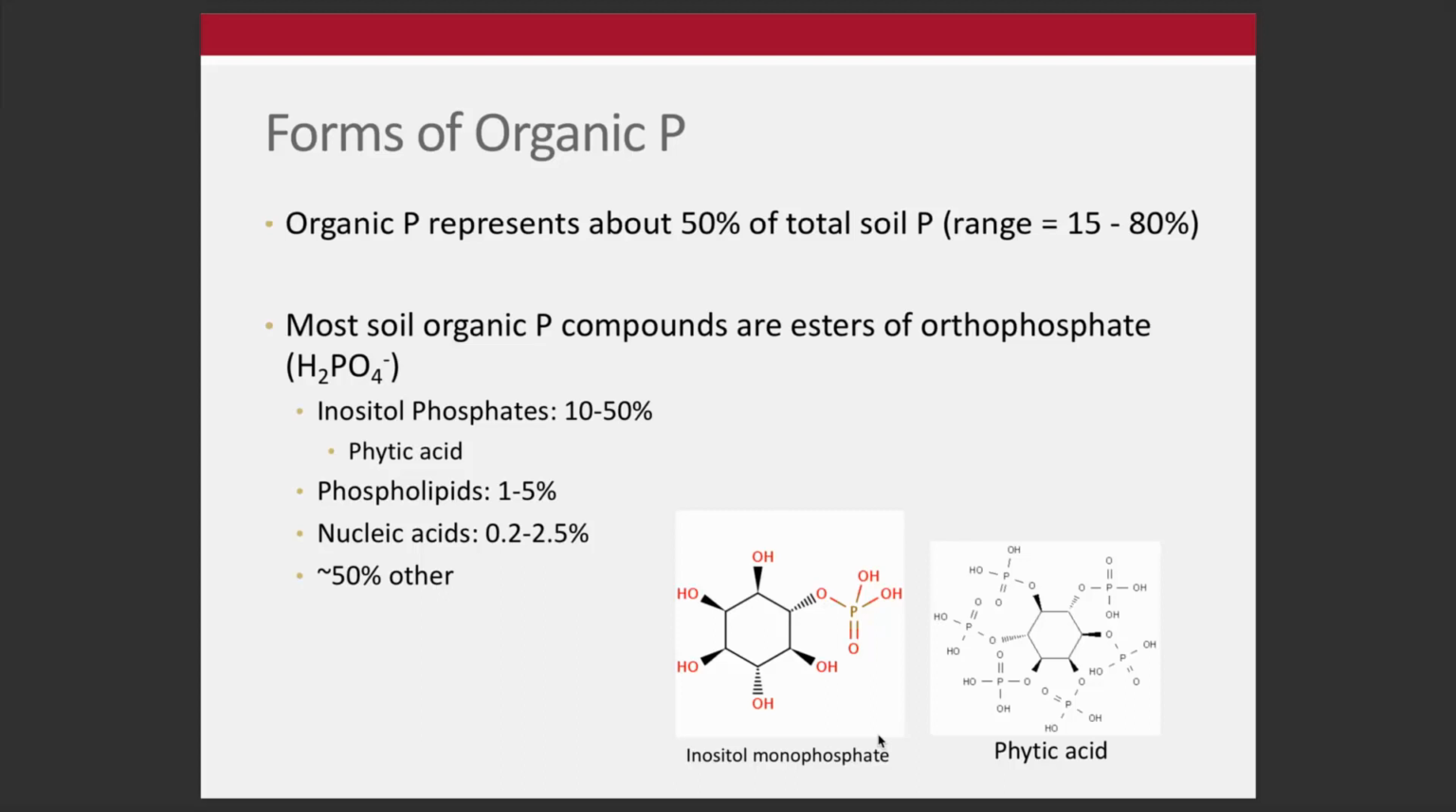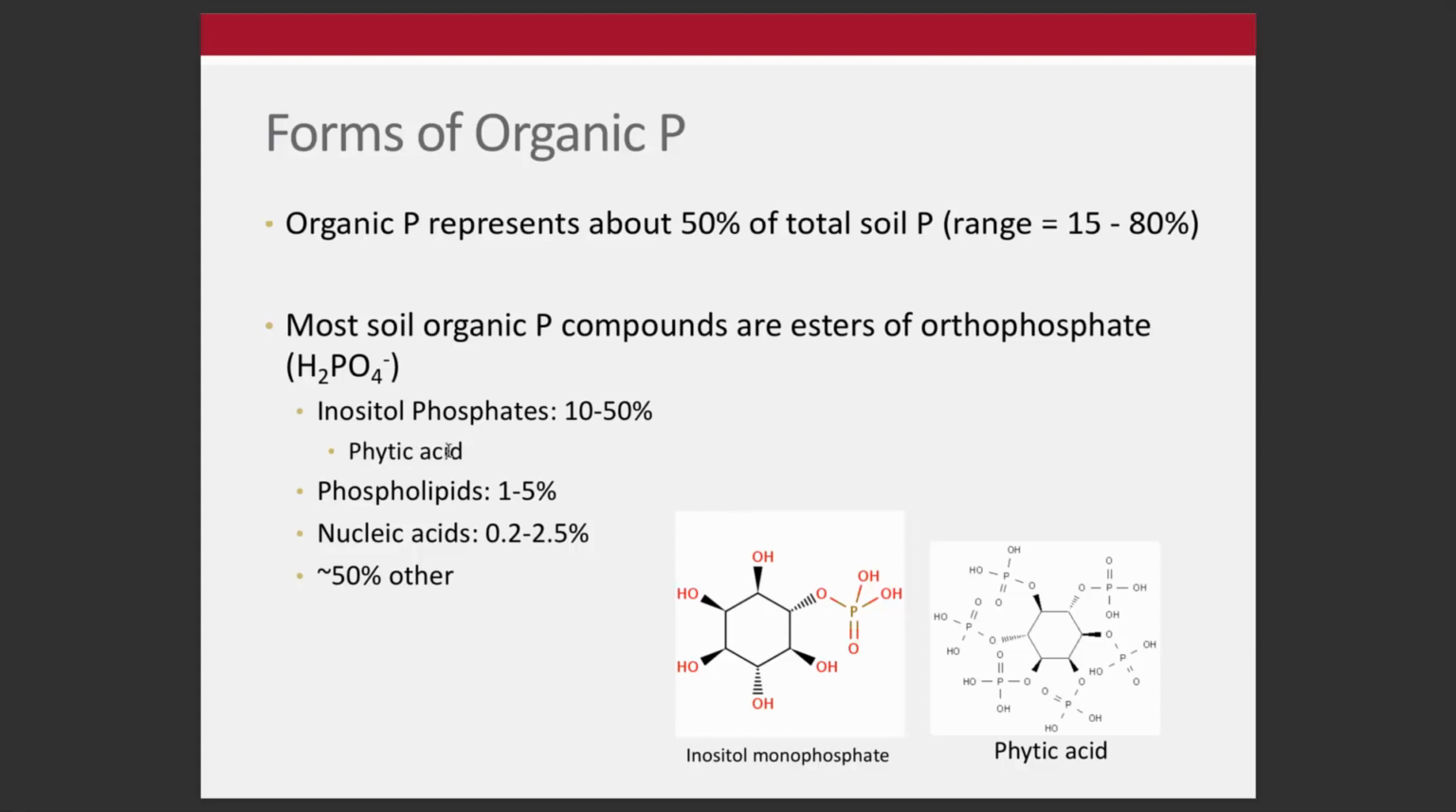So similar to nitrogen, organic phosphorus compounds are complex, and there's all kinds of them out there, but most are esters of orthophosphate. What do we mean by that? Well, an ester group in organic chemistry, right? We're thinking about a single bond with phosphorus, and then this double bond would be our ester group. And so there's a lot of phosphorus in the organic fraction.